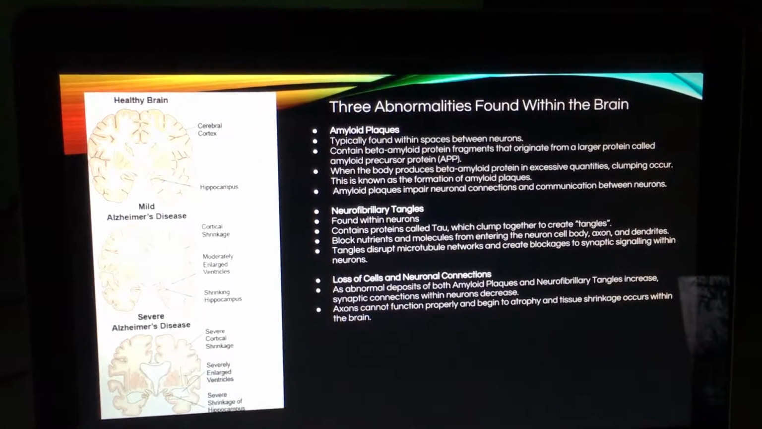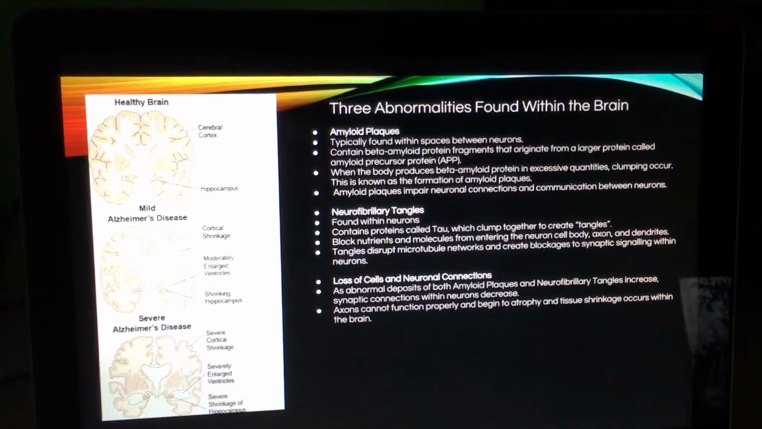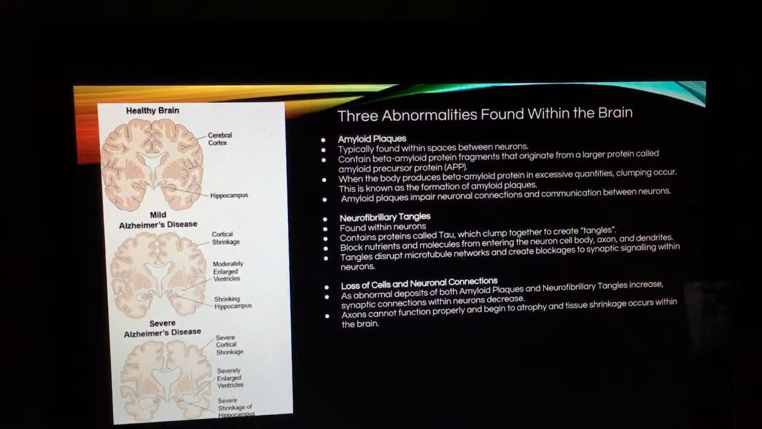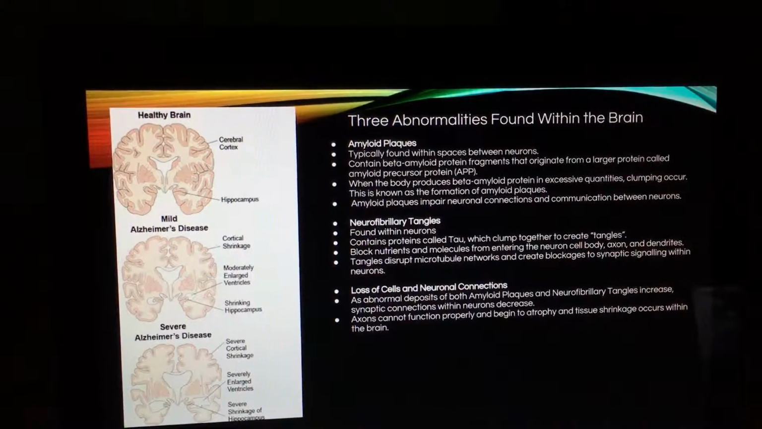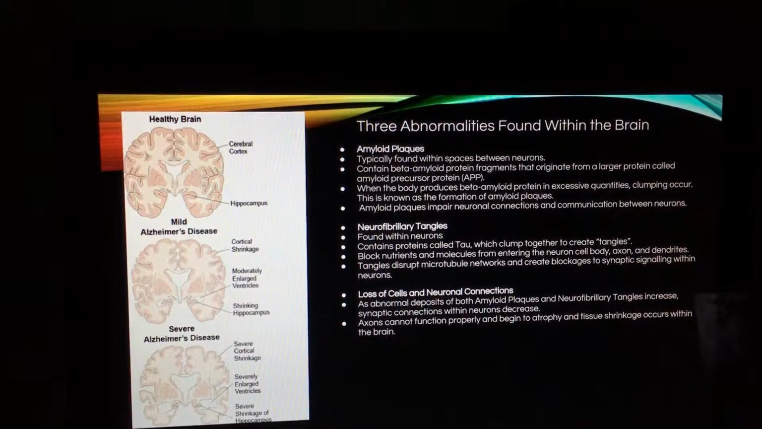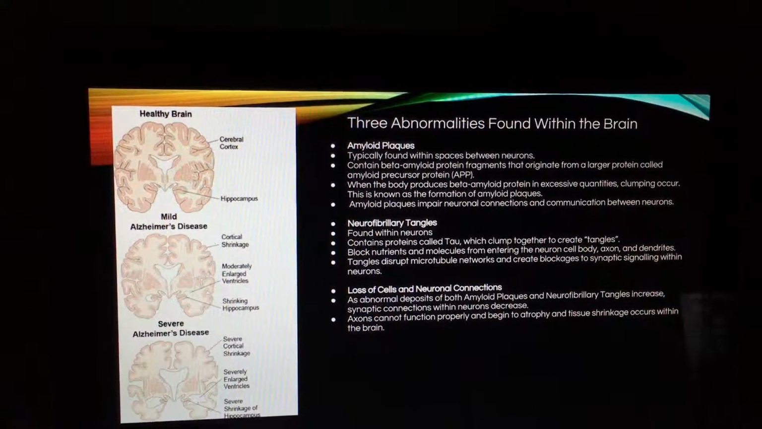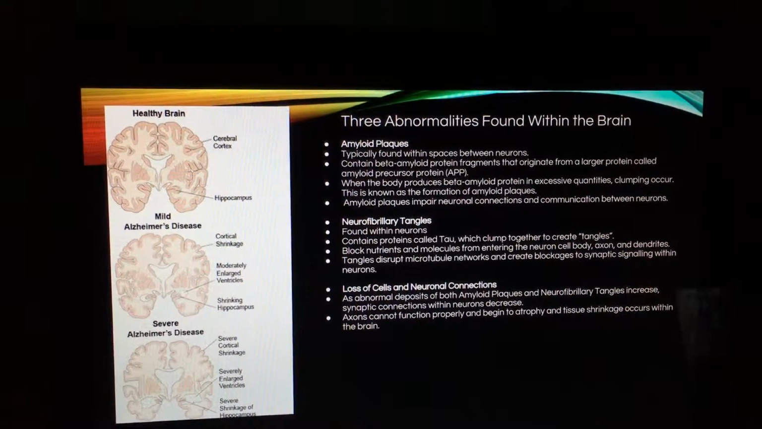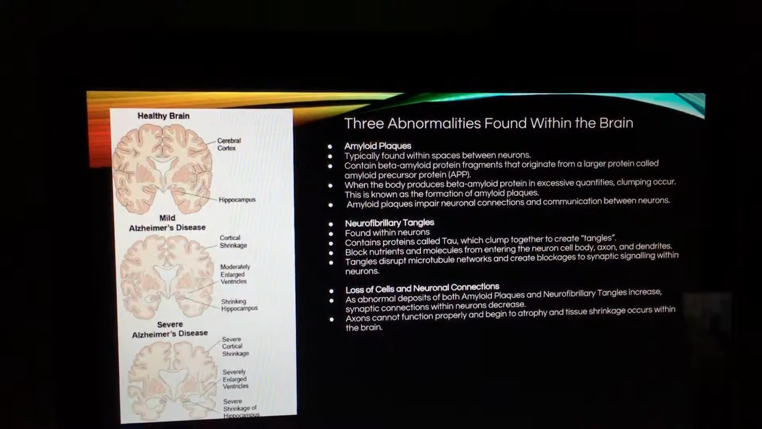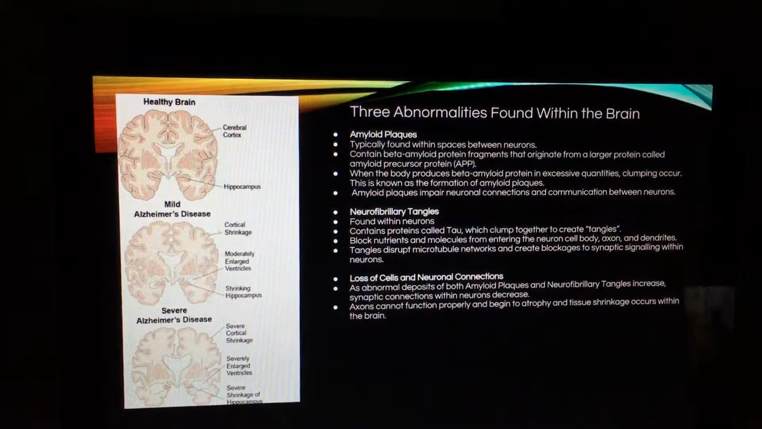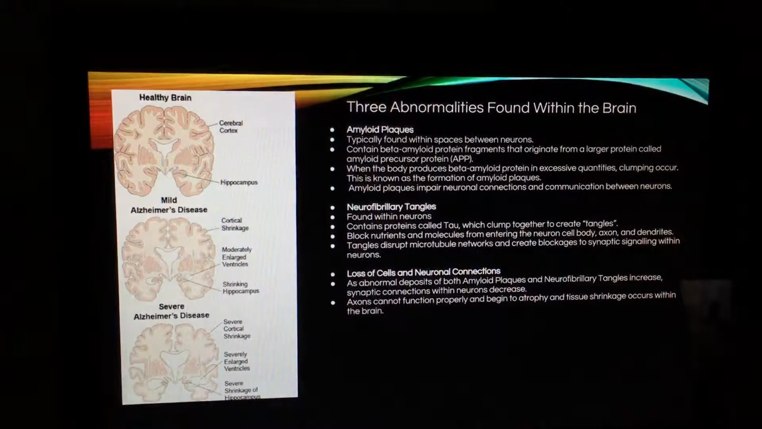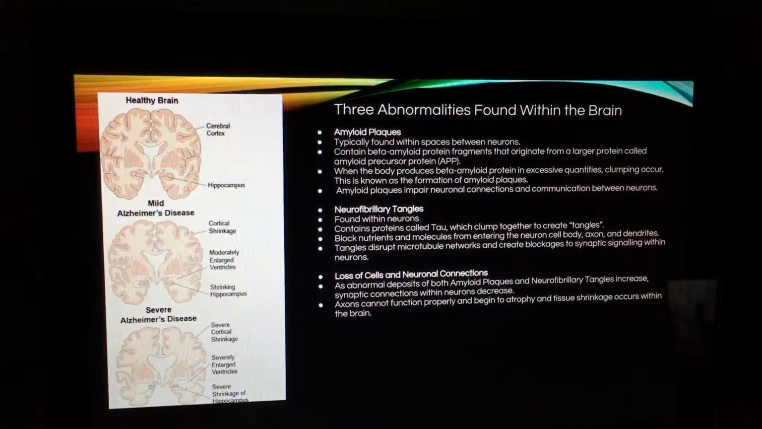There are three abnormalities found within the brain. Amyloid plaques, typically found within spaces between neurons. They contain beta amyloid protein fragments that originate from a larger protein called amyloid precursor protein, APP. When the body produces beta amyloid protein in excessive quantities, clumping occurs. This is known as the formation of amyloid plaques. Amyloid plaques impair neuronal connections and communication between neurons.